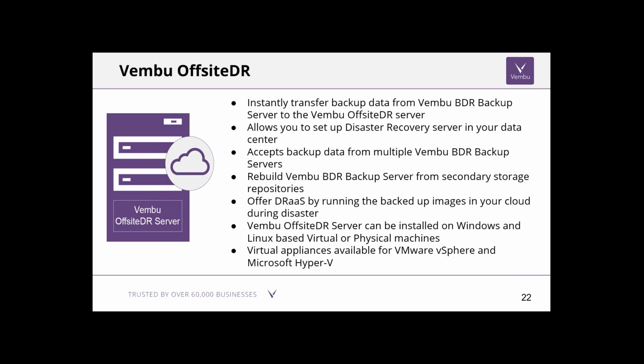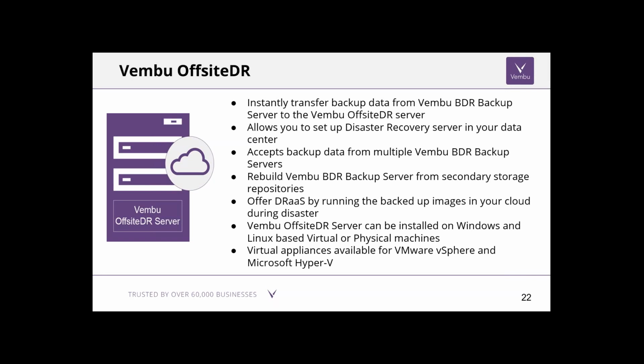It instantly transfers the backed up data from the primary repository, and it allows you to set up a disaster recovery server. You may also set up the Vembu OffsiteDR server in your primary location as well. Some customers would like to keep multiple copies in the same data center itself. For this particular solution, you may keep the OffsiteDR server in your primary site as well. So you can have two different copies, and you can perform recoveries by using those copies.